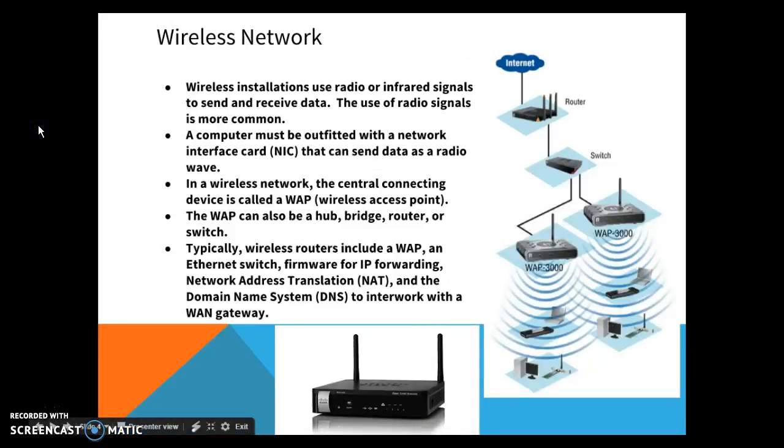Wireless networks. Wireless installations use radio or infrared signals to send and receive data. The use of radio signals is more common. A computer must be outfitted with a network interface card, or NIC, that can send data as a radio wave. In a wireless network, the central connecting device is called a WAP. The WAP can also be a bridge, hub, router, or switch. Typically, wireless routers include a WAP, an Ethernet switch, firmware for IP forwarding, network address translation, and a domain name system to network with a WAN gateway.